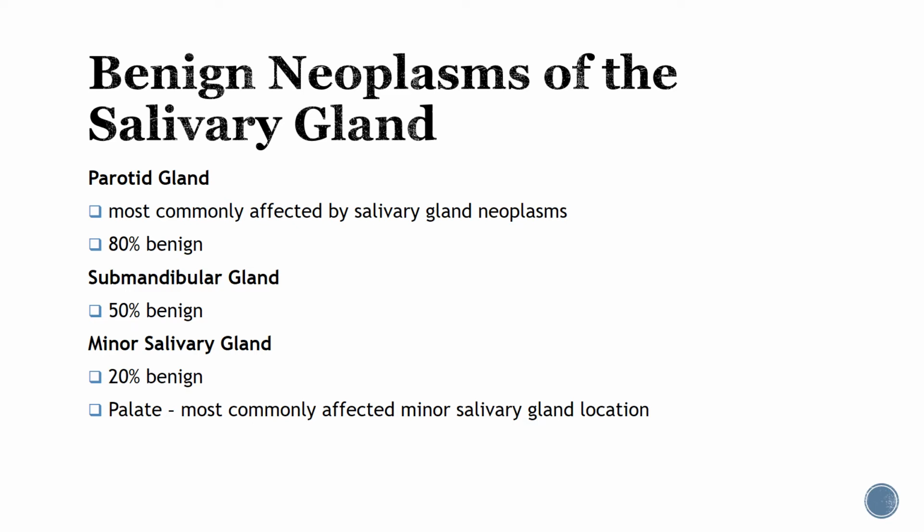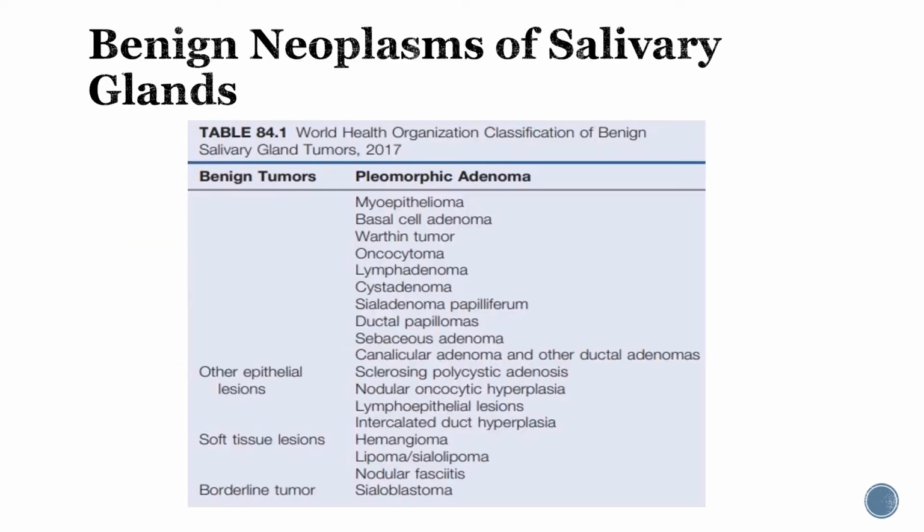Benign neoplasms of the salivary gland represent less than 4% of all head and neck neoplasms. Most salivary gland neoplasms occur within the parotid gland, of which 80% are benign in adults, and 50% of submandibular gland and 20% of minor salivary gland tumors are benign. The palate is the most commonly affected minor salivary gland.